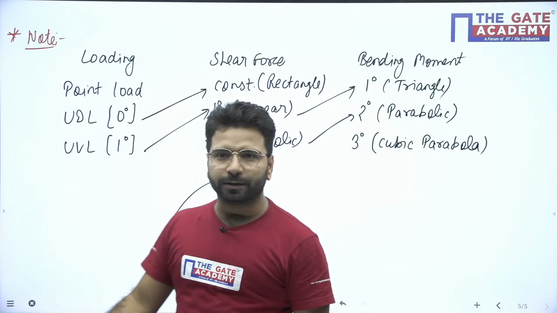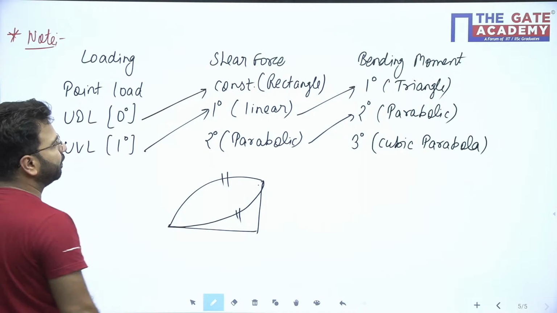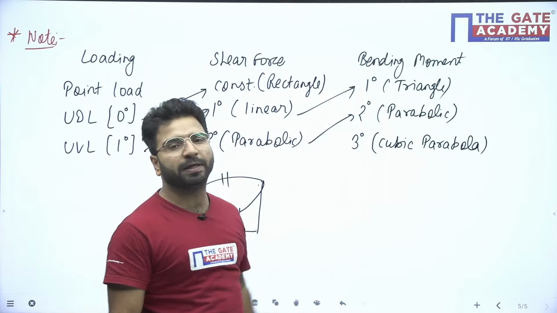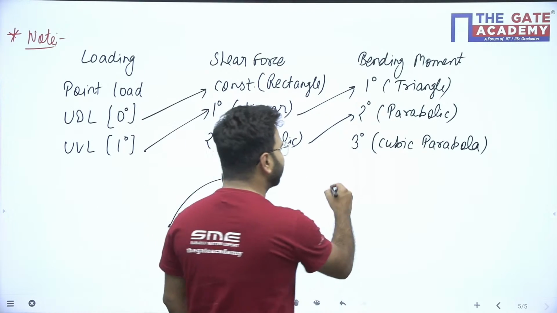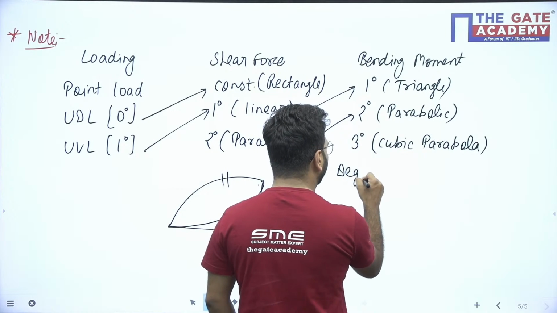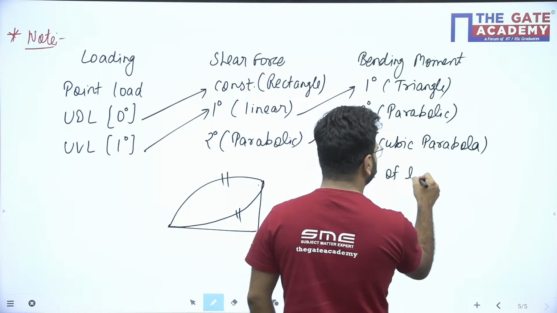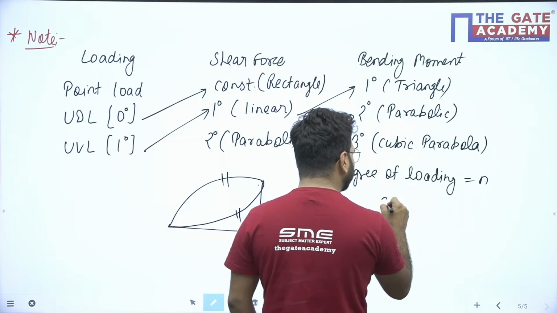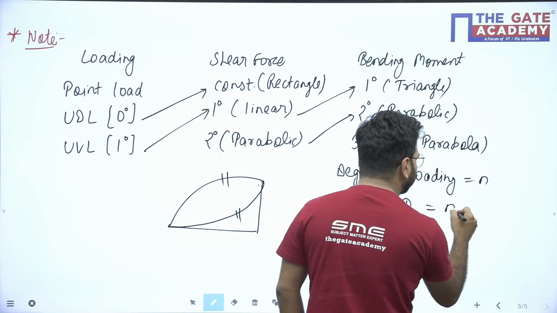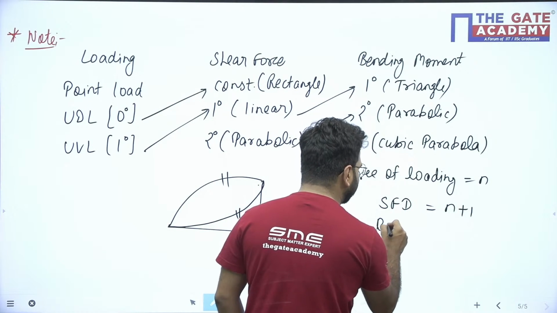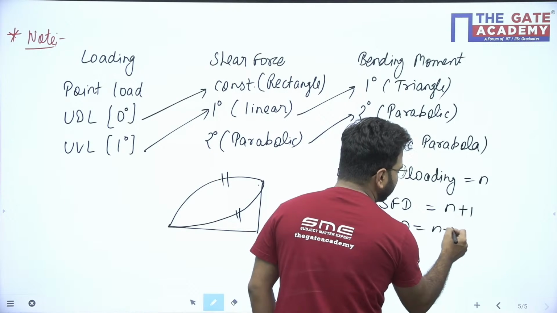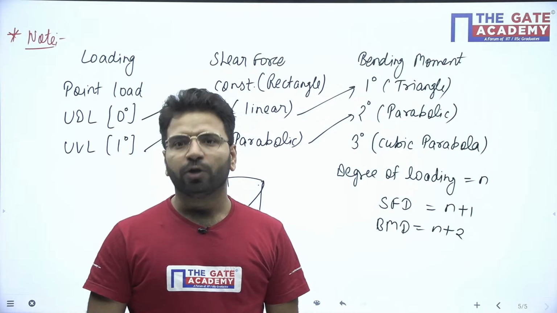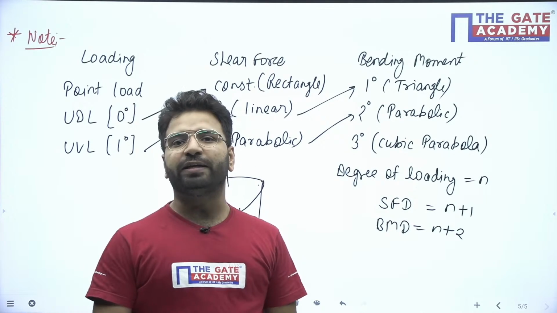Second thing, if you see here, if the loading degree is n, the shear force diagram is n plus 1 and the bending moment diagram is n plus 2. Okay, if the degree of loading is n, the shear force diagram will be n plus 1 degree and the bending moment diagram will be n plus 2 degree. Now you may ask me, sir, are these relationships valid every time?